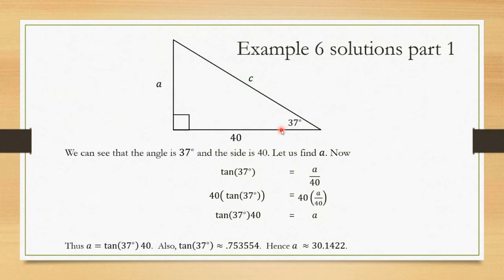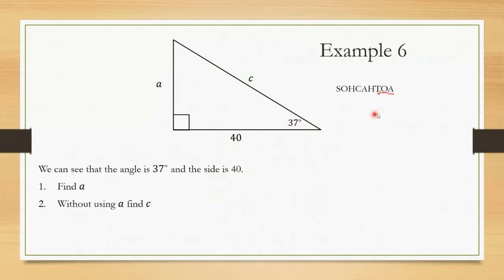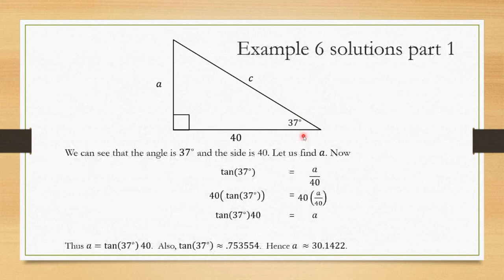So again, by using the definition of tangent, tangent of 37 degrees, right, is opposite divided by adjacent, which in this case is opposite A divided by 40. So tangent of 37 degrees is A over 40. So that's what we get here. Now we want to solve for A.